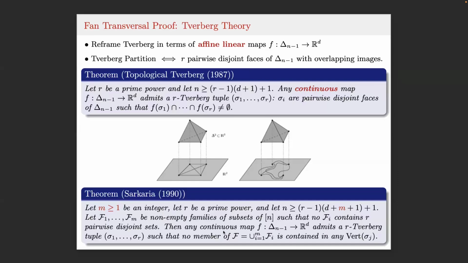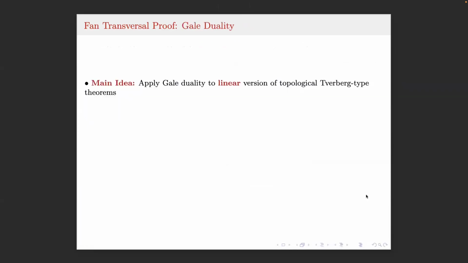Then you can be ensured a Tverberg tuple in this situation, such that if I look at any member of any family, it's not going to be completely contained in the vertex set of any of my sigma_j's coming from the Tverberg partition. So ultimately, the transversal result is going to follow from that theorem. And you can do similar things with other Tverberg type theorems.